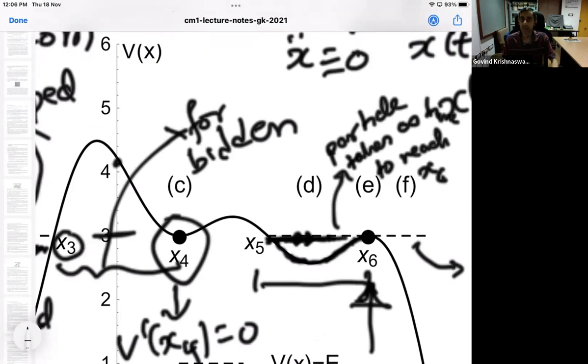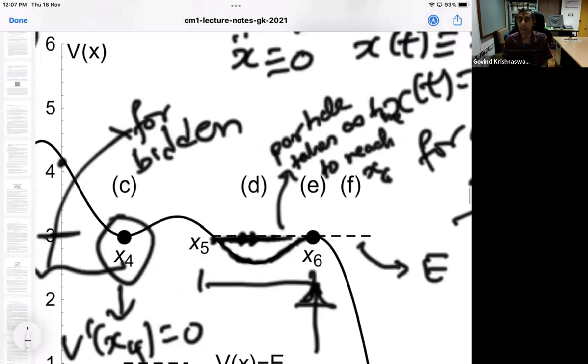In finite time, then it must have zero velocity at x6 because the energy is equal to the potential energy. It must have zero velocity. But we know that a particle that is at x6 with zero velocity simply remains at x6 with zero velocity, right? That was a static solution. We already checked that.